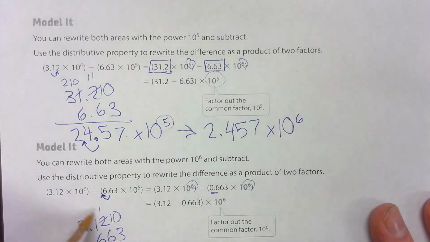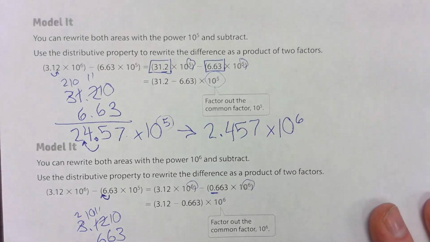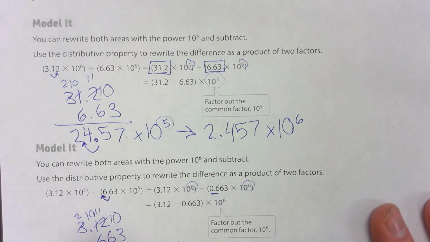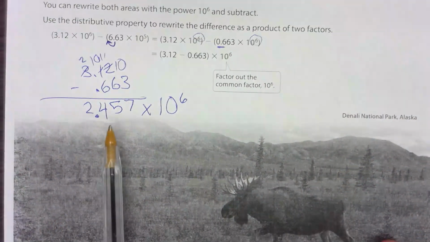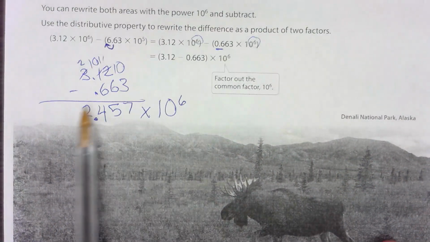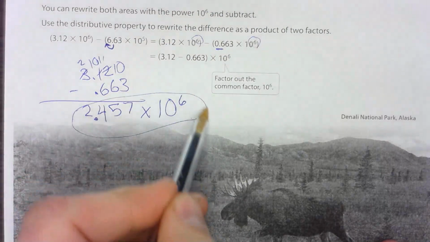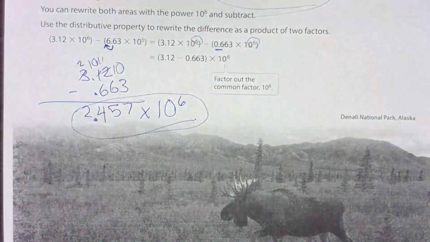Borrow, I get a 7. Borrow, I get a 5. Borrow, I get a 4. Bring my decimal point down. There's a 2 left. Times 10 to the 6th. And we don't need to rewrite from there. I'm so sorry, that was off the page, or off the screen. We don't need to rewrite from there because that is correct scientific notation. Okay? So you've got to pick a way that works for you.